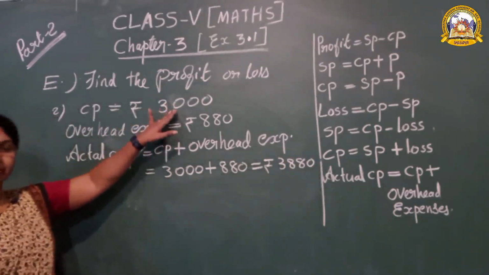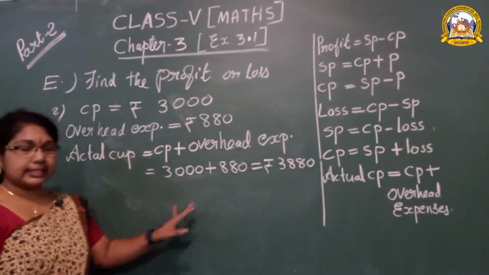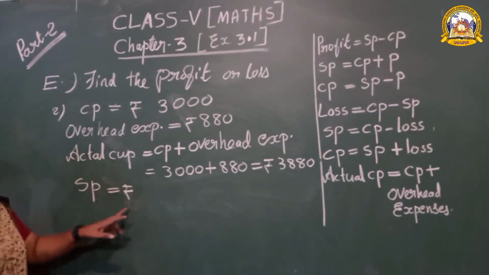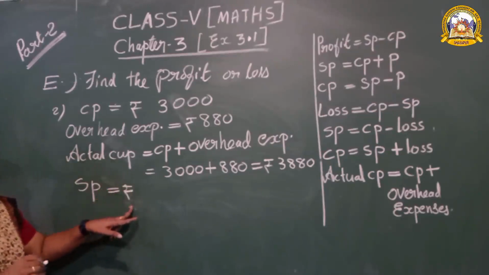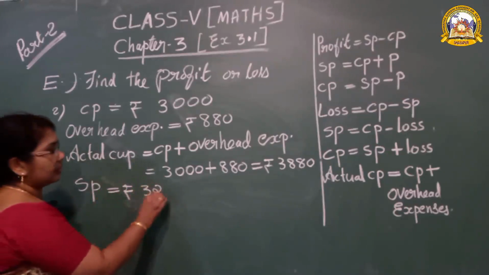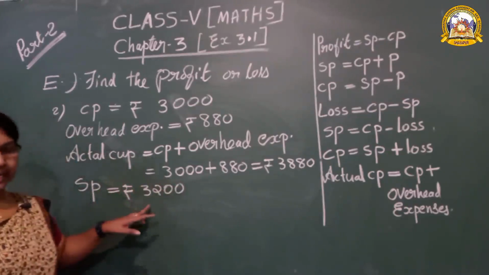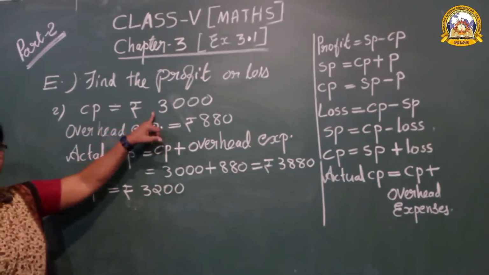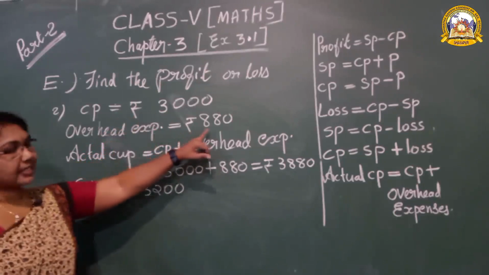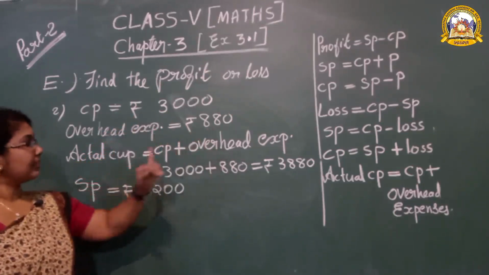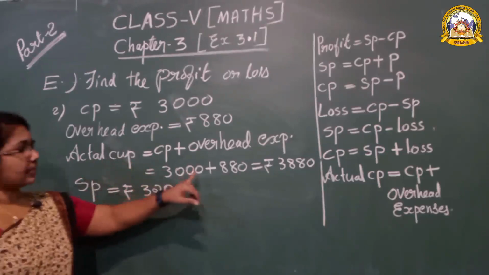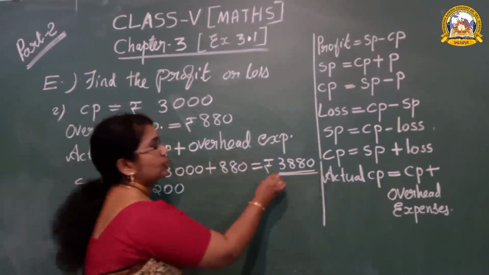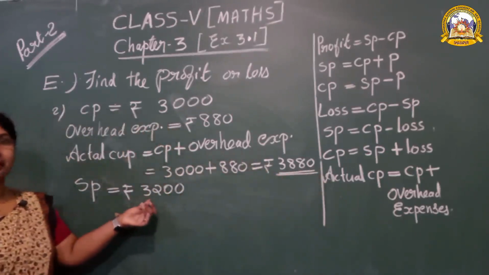Now don't add this CP again. Now what is written there, students? Selling price is given. Selling price is equal to rupees 3,200. 3,200 is the selling price. CP is 3,000 and overhead expenses is 880. Now actual cost price is 3,000 plus 880. So now CP is actual CP. Now what is the selling price given?